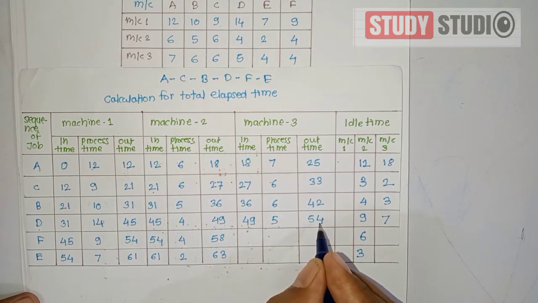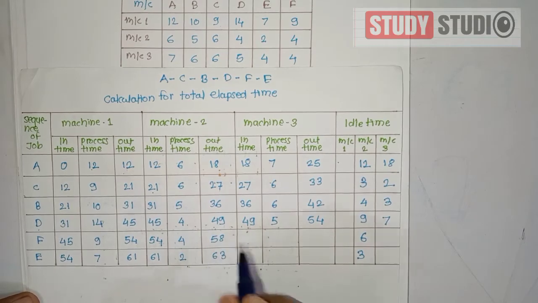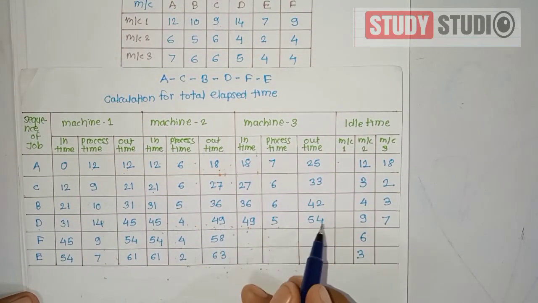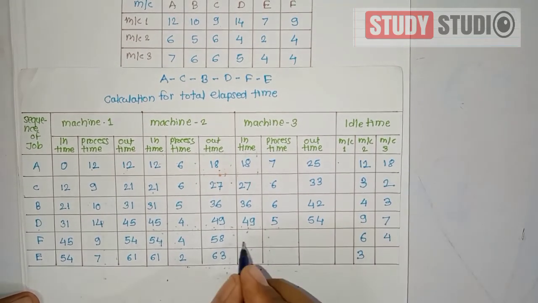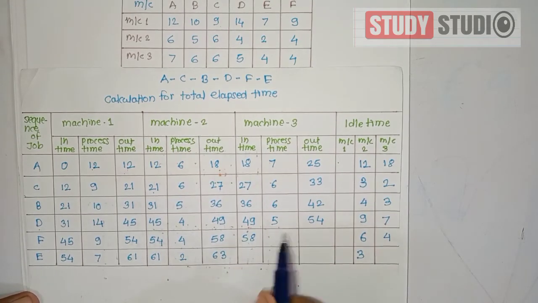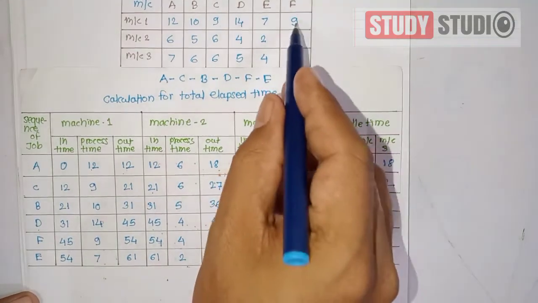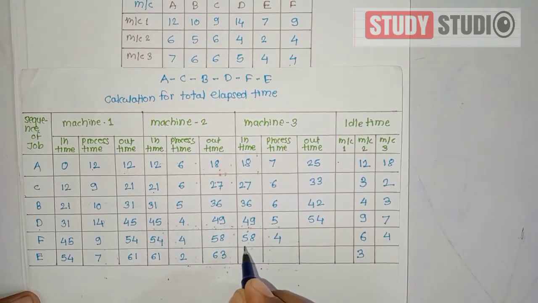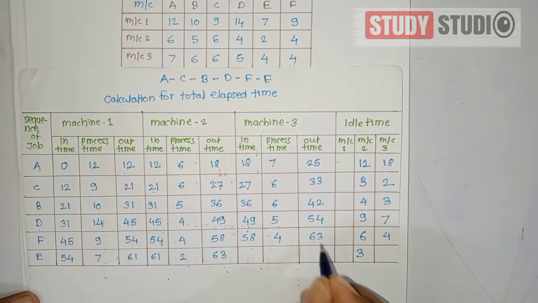So 54 is again less compared with the 58. So machine 3 has to again wait. So waiting time will be 58 minus 54, that is 4. Write down 58 as it is. Process time of F on machine 3. F on machine 3 requires 4 hours. Out time will be 58 plus 4, that is 62.